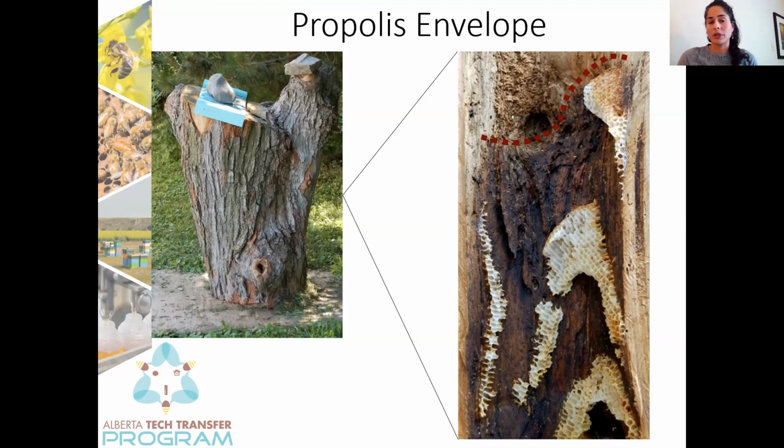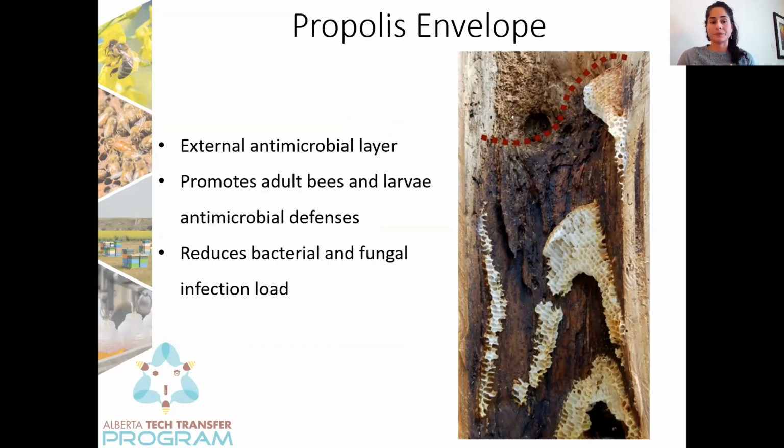I did a lot of work studying propolis and the benefit of propolis to bees, and we found that that external antimicrobial layer, because that's what that is, that propolis has antimicrobial properties. So we found that that antimicrobial layer promotes not just adult bees, but also larvae antimicrobial defenses, and helps them basically to stay healthy, and also reduces bacterial and fungal infection.